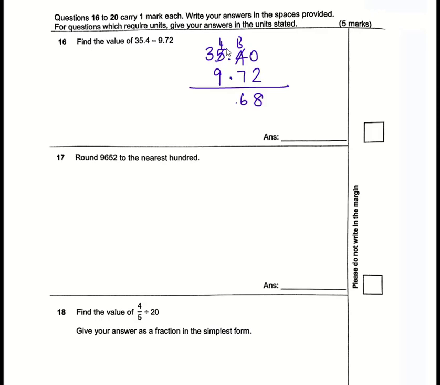Okay, now there's 4 here, which is smaller than 9. So again, borrow 1 from here, so it becomes 14. 14 minus 9 is 5. So the left here is 2. So answer should be 25.68. So the key things to remember: align your dots and then do a normal subtraction.